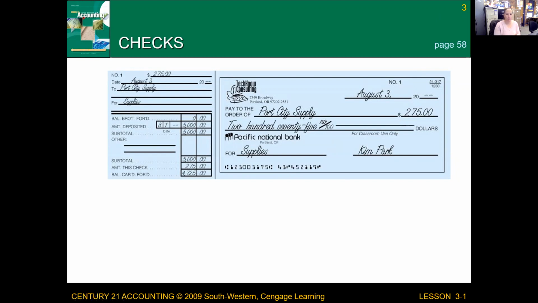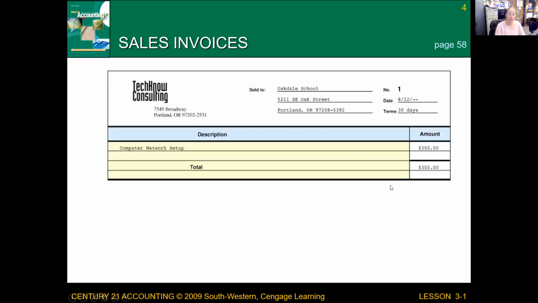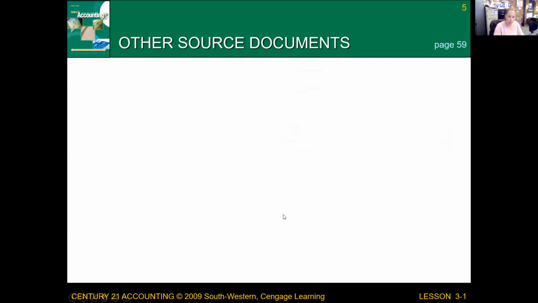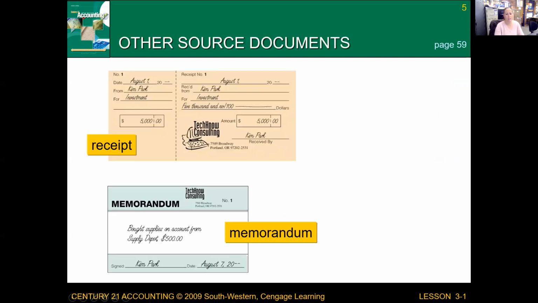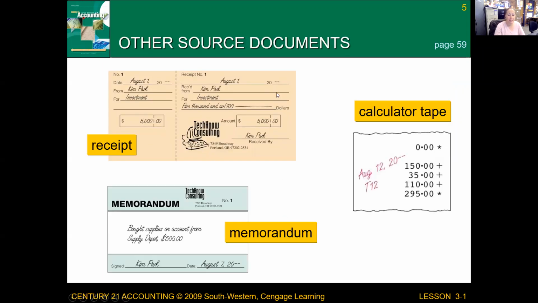They won't say you wrote a check. It will say you paid cash for supplies. Well, how you did that was usually you would have written a check. So this is an example of a check. The other one is a sales invoice. This is usually when you sell merchandise or services on account. It will tell you the company that needs to pay you, and you give them this sales invoice. Other source documents that we have, you have a receipt.